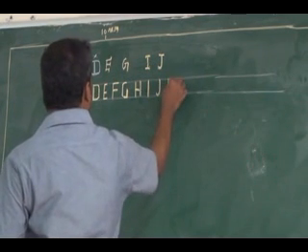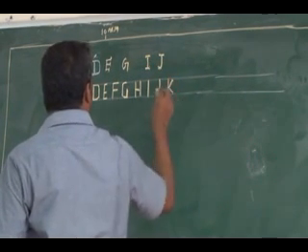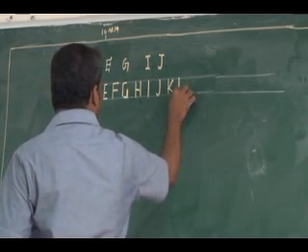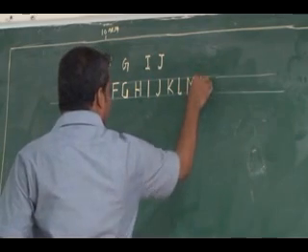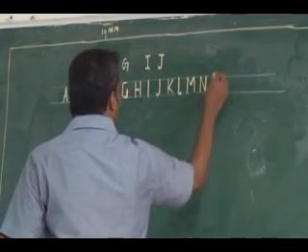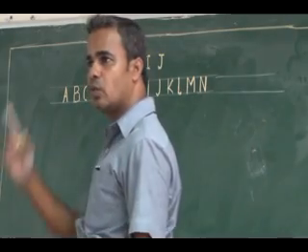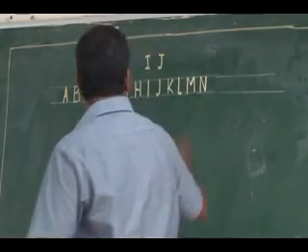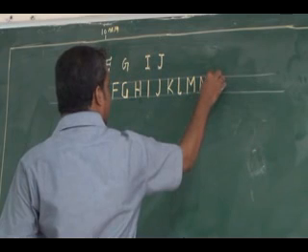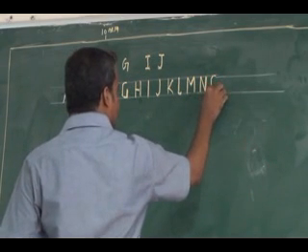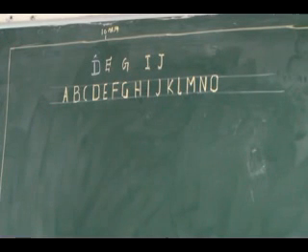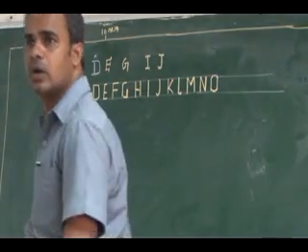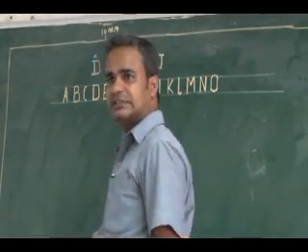K, as usual, L, M as usual, N. O: there is a difference between O and 0. Normally the O you have to write like this. It will be a curve, not a digital-style O. It is a curve one. So O should be like this.